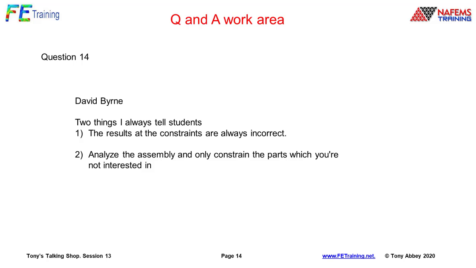Now, David makes a comment. He's telling students something. Oh, there we go. David says, two things I always tell students. One, results at the constraints are always incorrect. Analyze the assembly and only constrain the parts that you're not interested in. Yeah, that's a good idea.